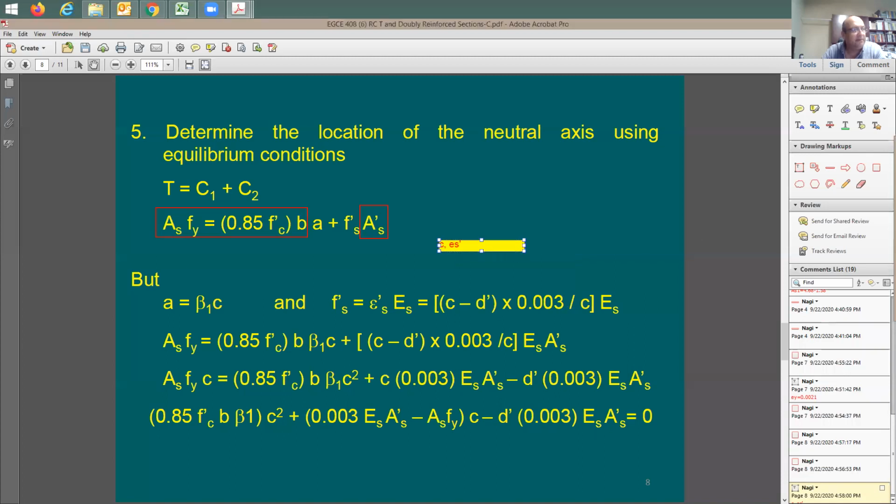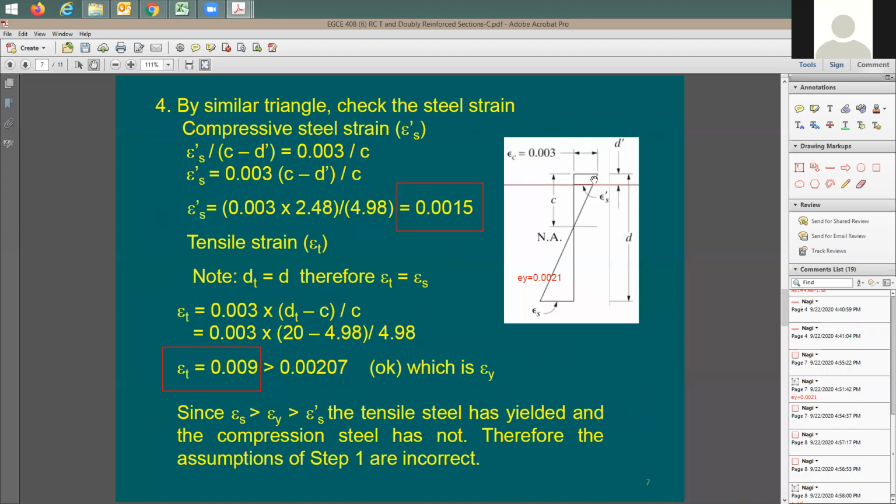Why is that? I'll tell you the reason. This is because look at this strain compatibility thing. Can you find out here a relation between epsilon prime S and c based on this diagram? It seems that there is a way of doing this, right? Between c and epsilon S prime. Where is this equation that gives me a relationship between the compression strain in the steel and the depth of the neutral axis c? I'm going to say it's right here. We don't really need to go far, right?